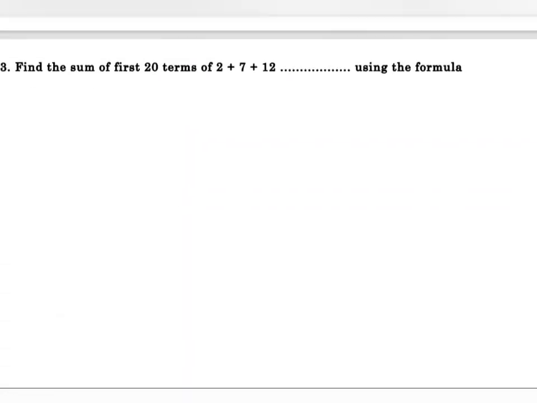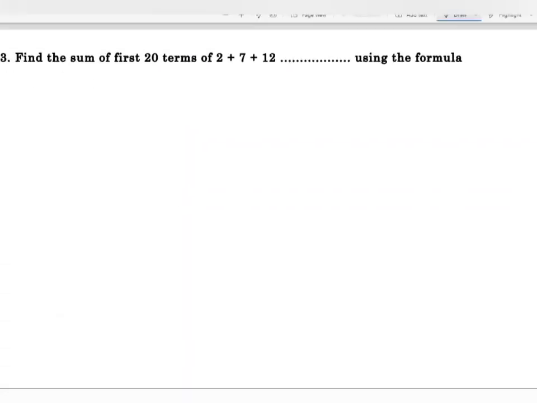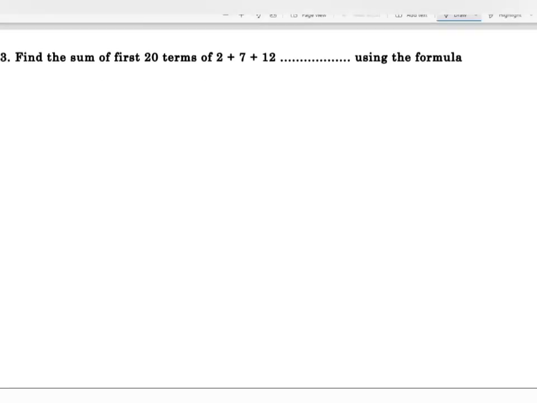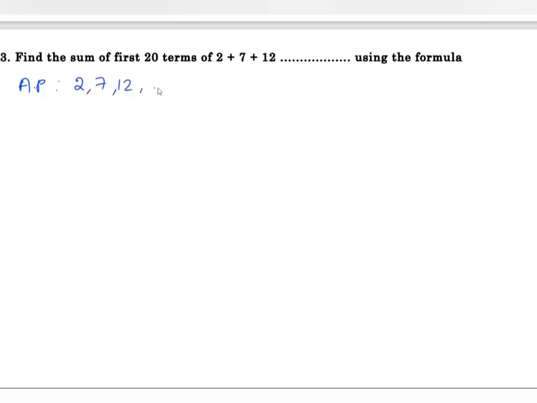Yesterday we missed this very important question, that is finding the sum of 20 terms of the AP 2, 7, 12 and so on. Now what is the first step? First step is write down the given AP. The given AP: 2, 7, 12, and so on.